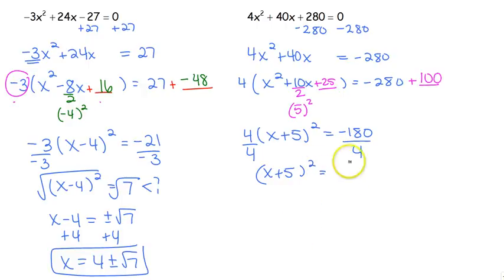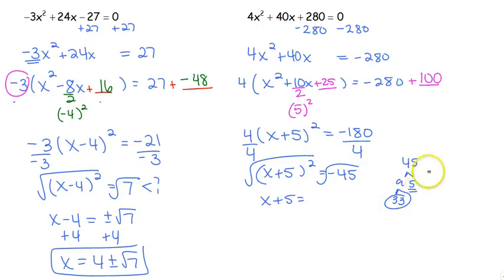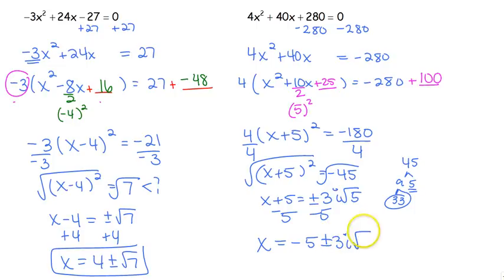And negative 180 divided by 4 is negative 45. We want to get to that x, so we unlock it by square rooting each side. x plus 5. We break down 45, that's 9 and 5, 3 and 3. So the 3 goes on the outside, the 5 stays over on the inside. Since there was a negative there, it's plus or minus 3i root 5. Subtract the 5, and our final answer is x equals negative 5 plus or minus 3i root 5.